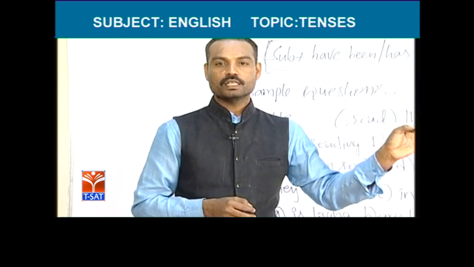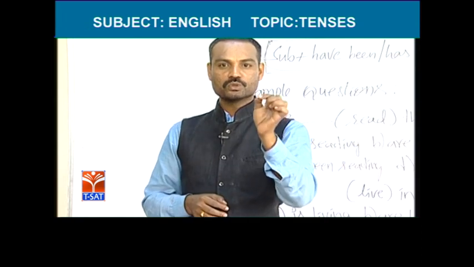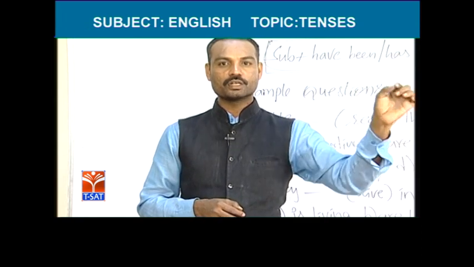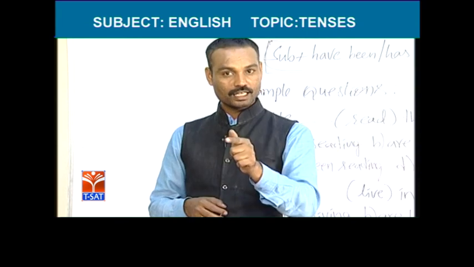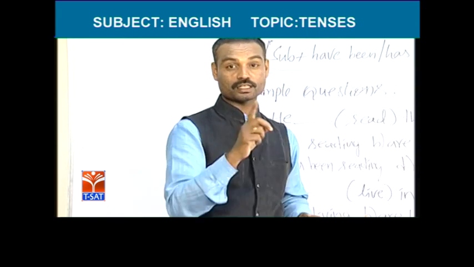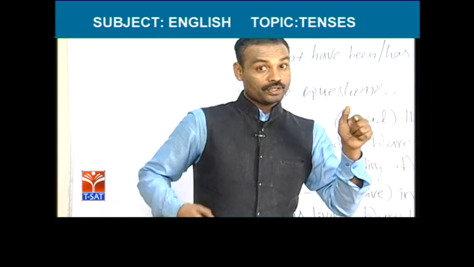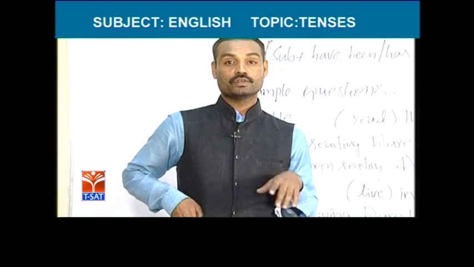Positive example is: they go to library every day. This is a positive sentence. Negative: they don't go to library every day. Negative sentence. Interrogative is: do they go to library every day? This is called interrogative sentence. Next, negative interrogative sentence: don't they go to library every day? That is called negative interrogative sentence.